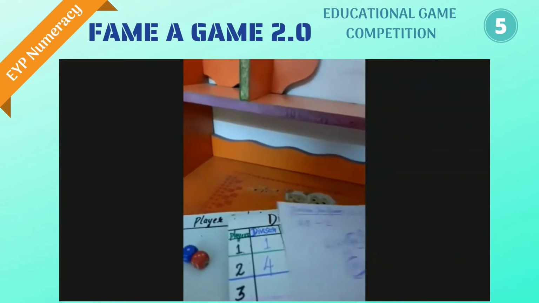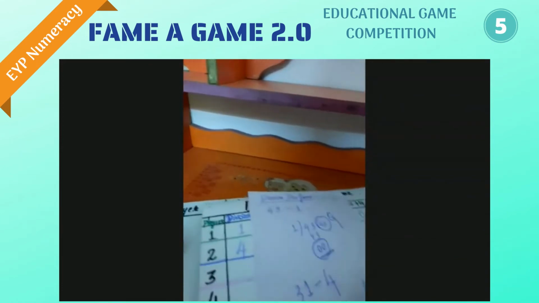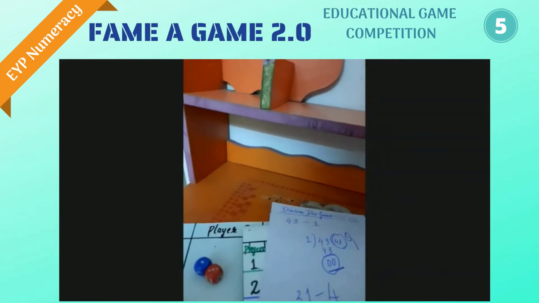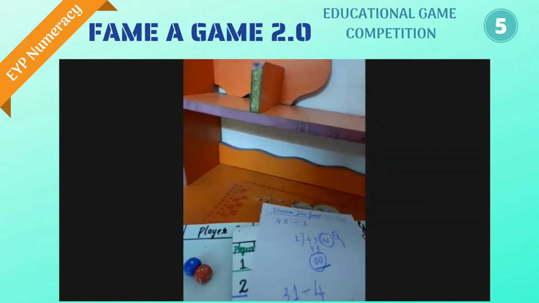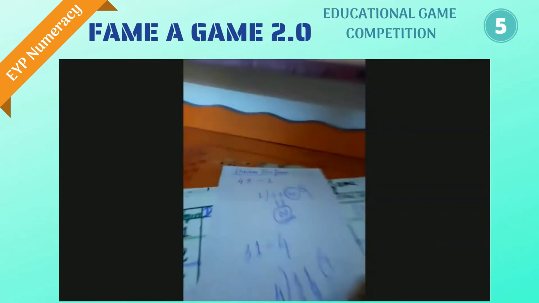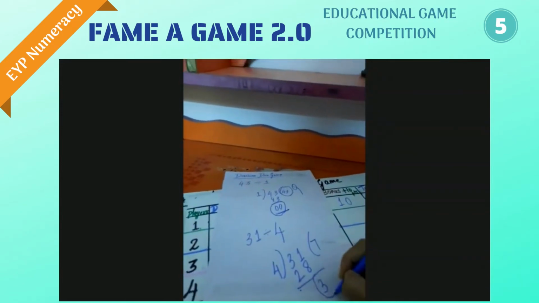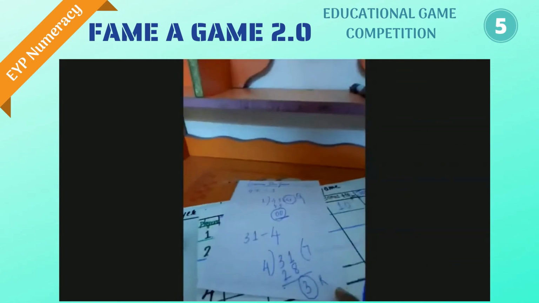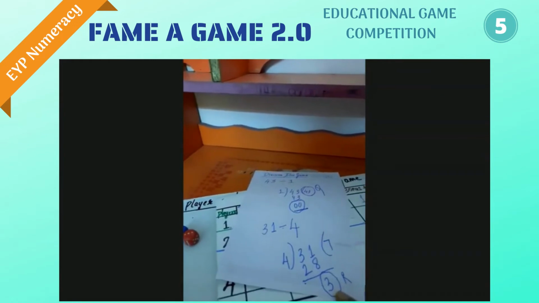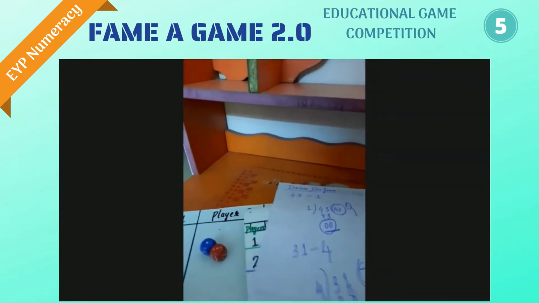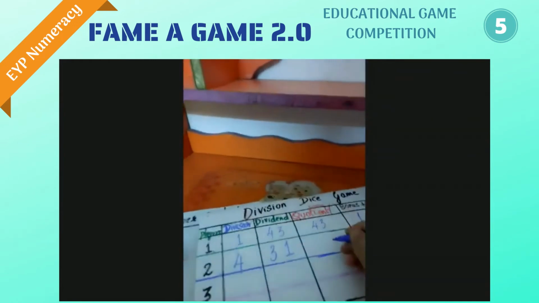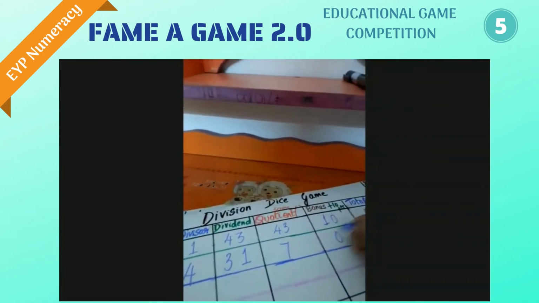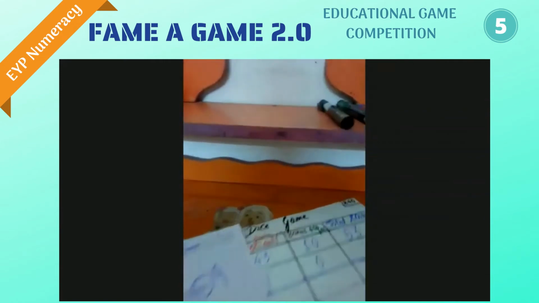Now the same working. 31 divided by 4. So 4 sevens are 28. I got my remainder here, if you can see. This is my remainder, where I do not get my bonus points because I got my remainder 3. And this is my score, 7. So I'm going to write down here in the quotient place 7. Bonus will be 0 because I got a remainder, and the total score will be 7.